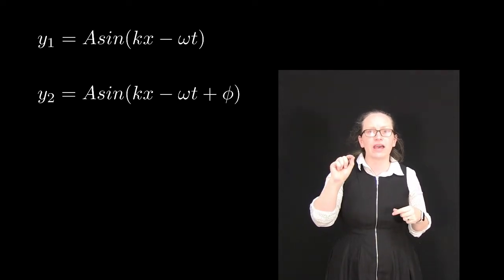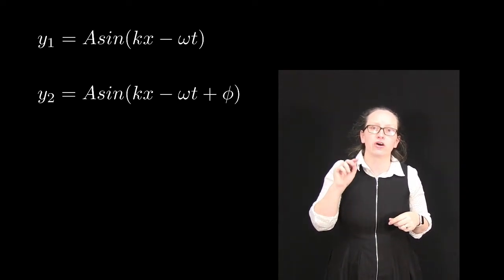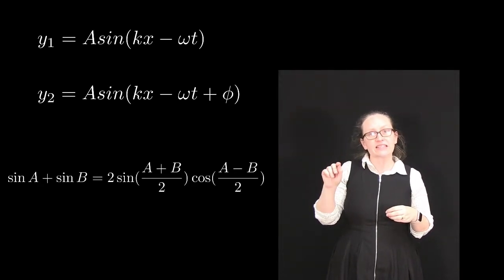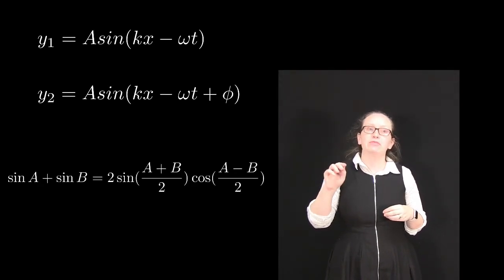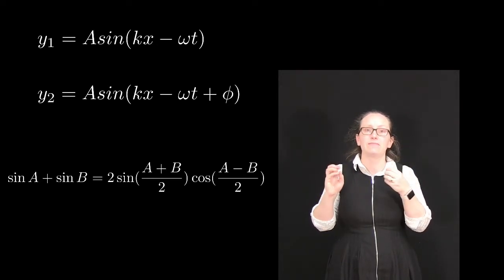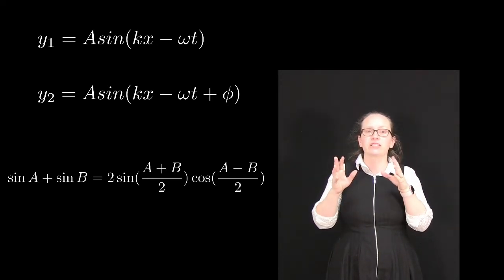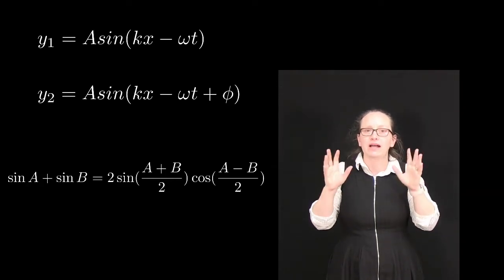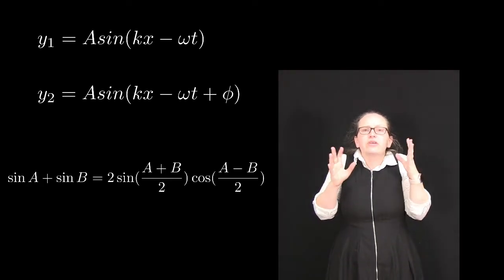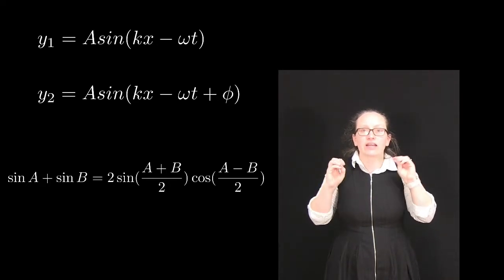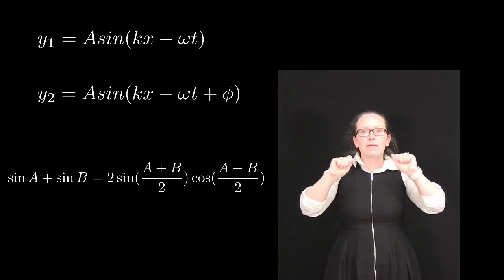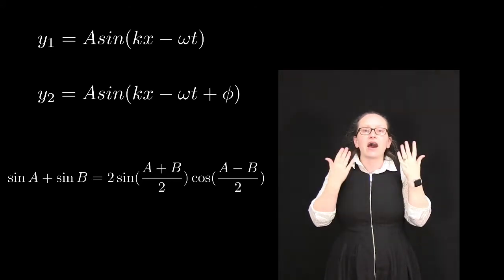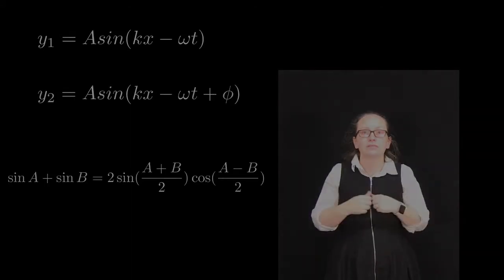But in order to do that, we're going to need to make use of a trigonometric identity. The trigonometric identity that we need to use can be written as sin A + sin B is equal to 2 sin((A + B)/2) times cos((A - B)/2). So let's look now at how we can use that trigonometric identity to come up with an expression for what happens when we add together our two waveforms.